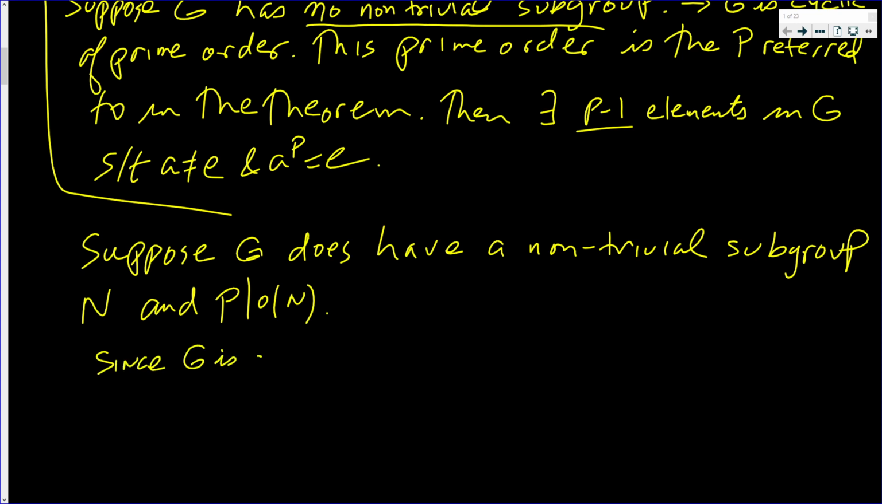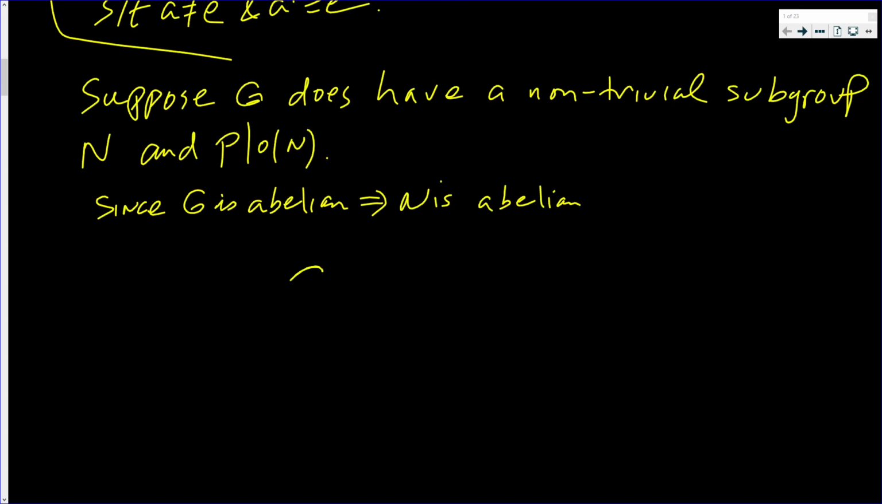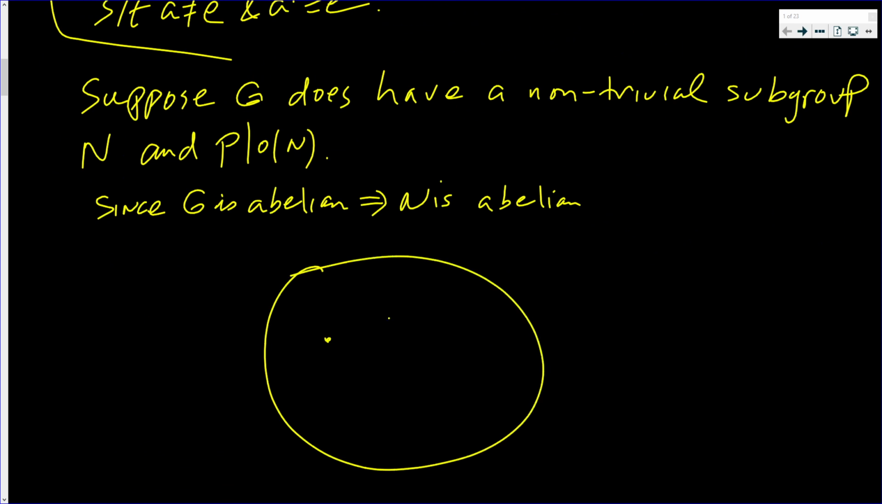Since G is abelian, that implies that N is abelian. Notice students have a hard time with that. And let's try to clear it up. You have a group G, and these are elements. And G is abelian. Let's call that element A and this element B. That is, A times B is equal to B times A, because that's G.